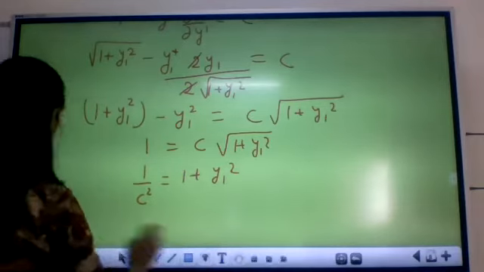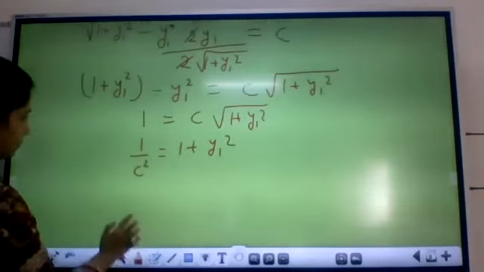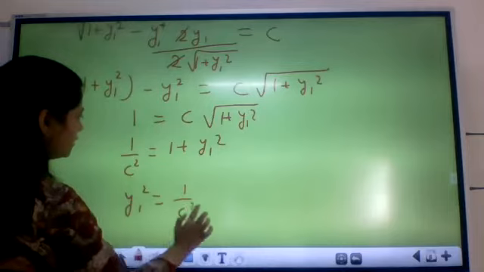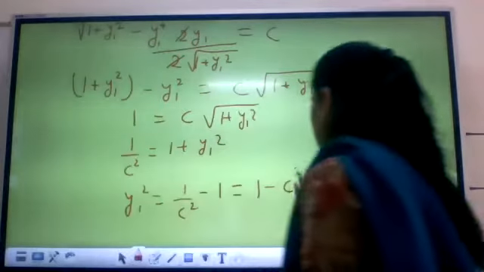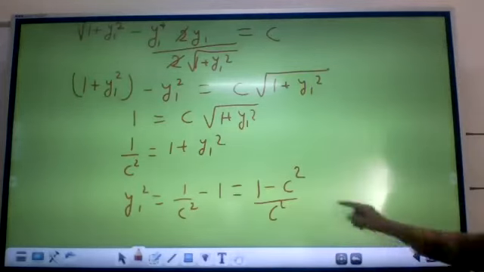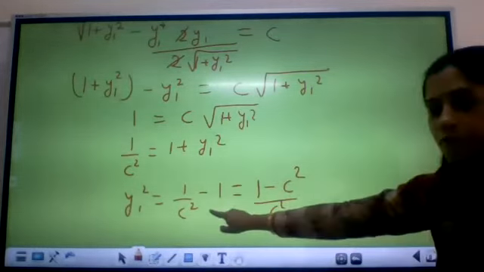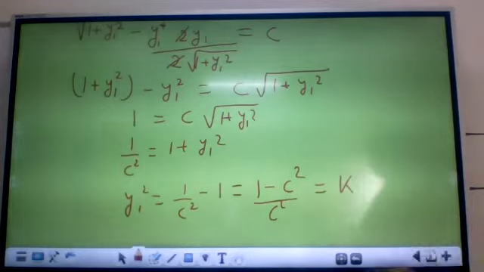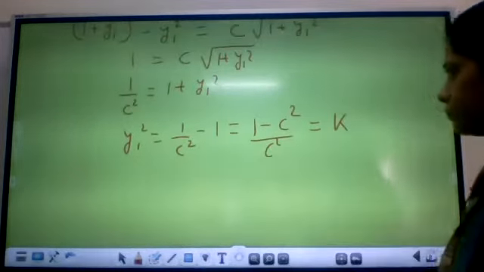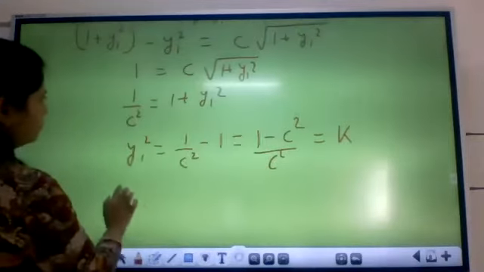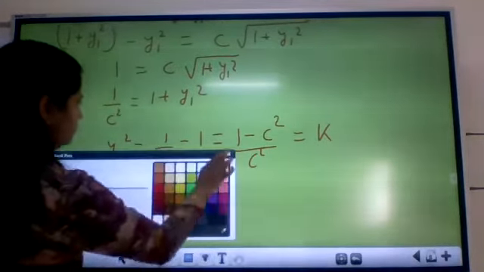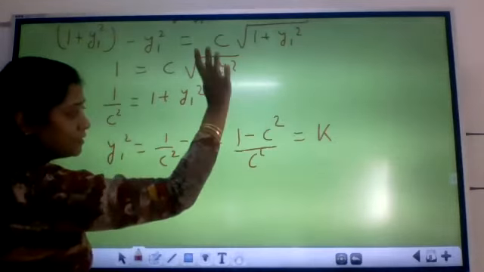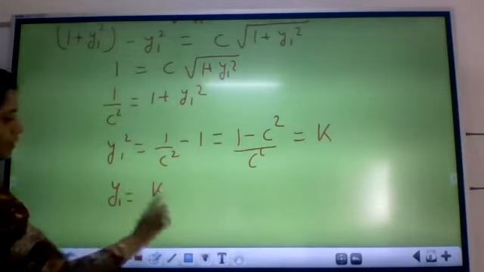And then the next step is y1 square is equal to 1 by c square minus 1, which is equal to 1 minus c square upon c square. And this is the value I have solved. It is some constant only, so let me replace it by k just to avoid complications. Then y1 is equal to under root of this, and replacing it by k, y1 is equal to k.